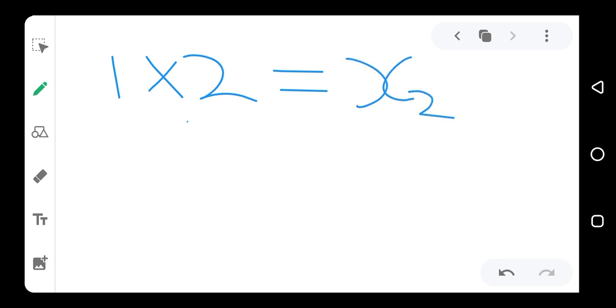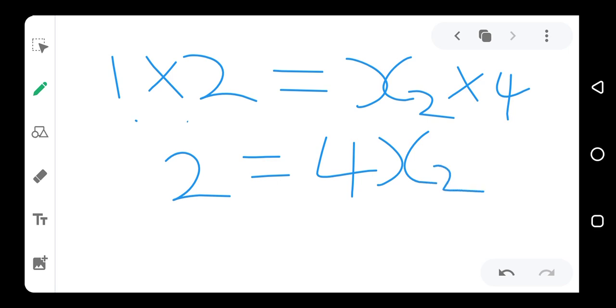So now we say that x1 is 1, 1 times y1 is 2, one times 2 is equal to x2. We are looking for x2, and y2 is 4 times 4. So it means that 1 times 2 is 2. 2 is equal to x2 times 4, which is 4x2.